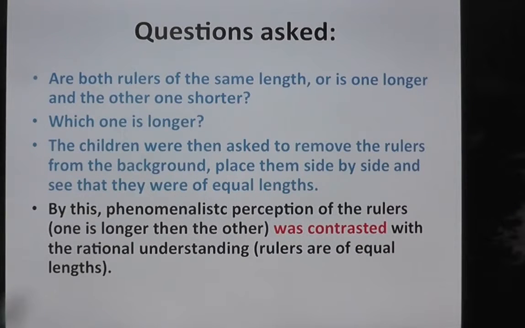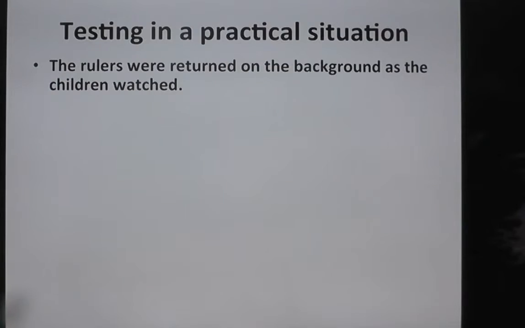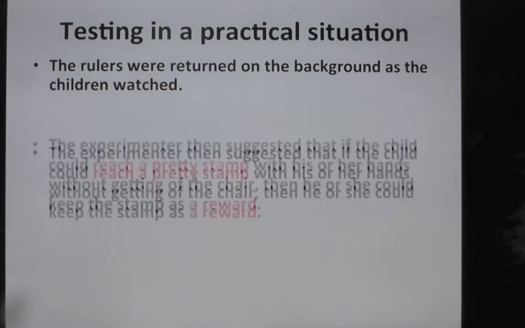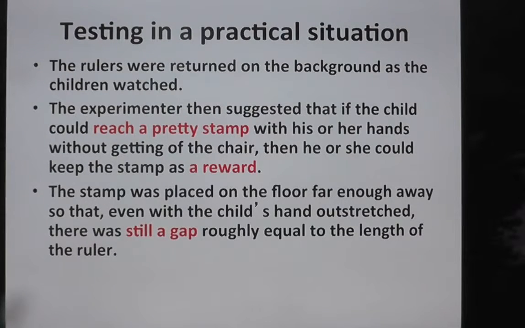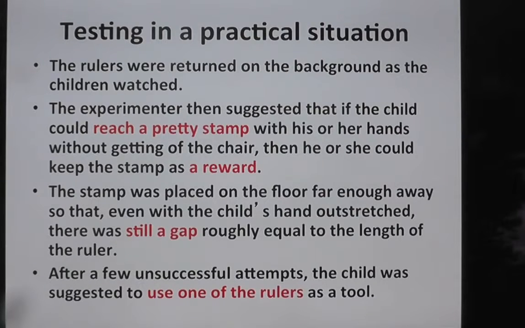By this, phenomenalistic perception of the rulers, one is longer than the other, was contrasted with the rational understanding: rulers are of equal lengths. Testing in a practical situation was done as follows. The rulers were returned on the background as the children watched. The experimenter then suggested that if the child could reach a pretty stamp with his or her hands without getting off the chair, then he or she could keep the stamp as a reward. The stamp was placed on the floor, far enough away so that even with the child's hand outstretched, there was still a gap roughly equal to the length of the ruler. After a few unsuccessful attempts, the child was suggested to use one of the rulers as a tool.